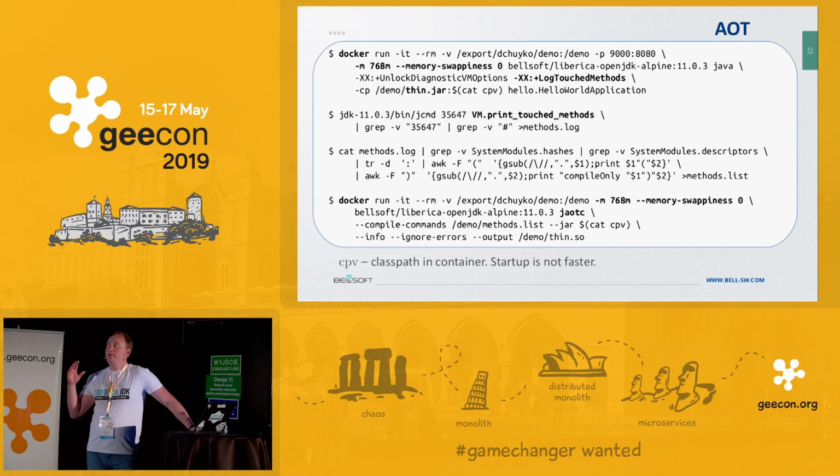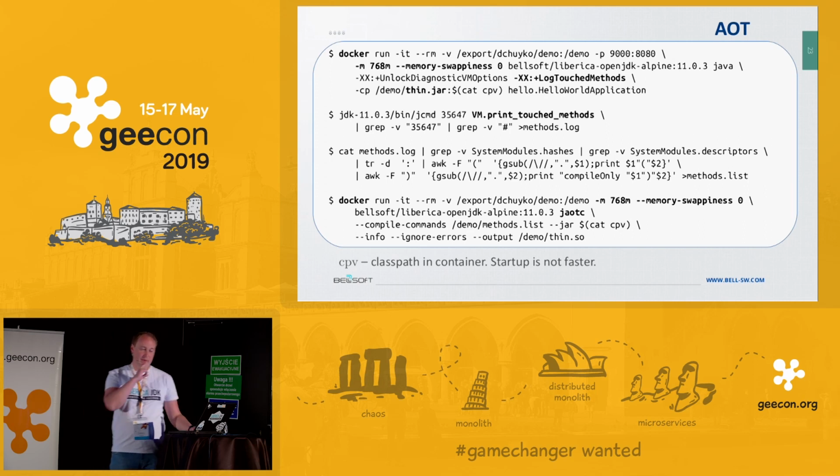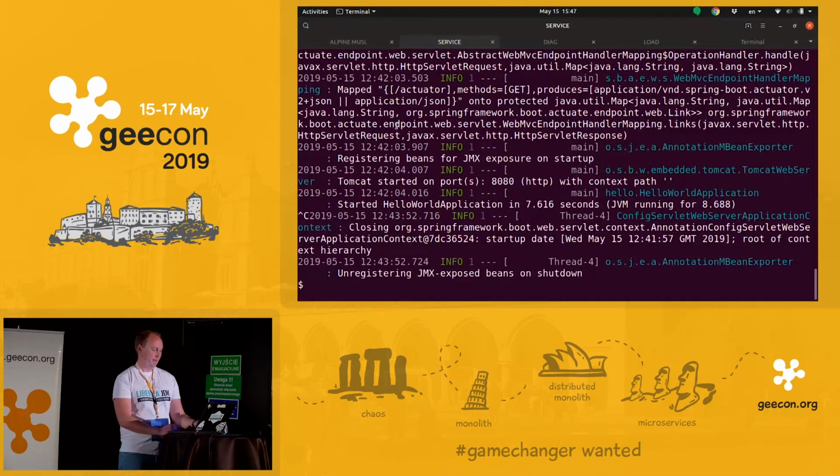So you either have to know exactly what parameters are being used inside the Docker container by printing flags, and then providing them to jaotc and using the same JDK to get your AOT library, or just use the same container configuration. So Java defaults will be the same.